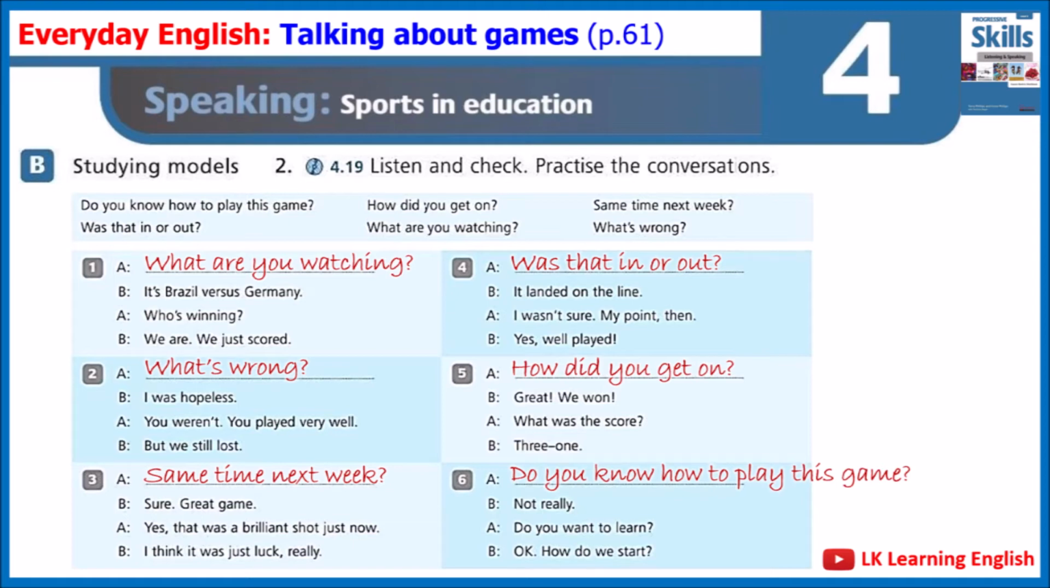Conversation 5. How did you get on? Great! We won! What was the score? 3-1. Conversation 6. Do you know how to play this game? Not really. Do you want to learn? Okay. How do we start?